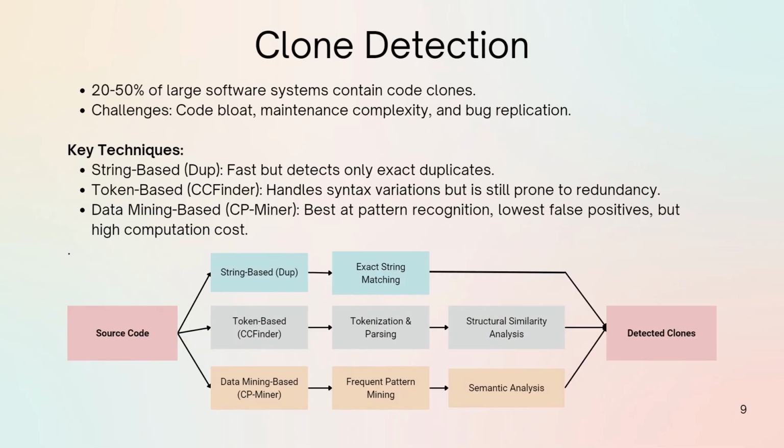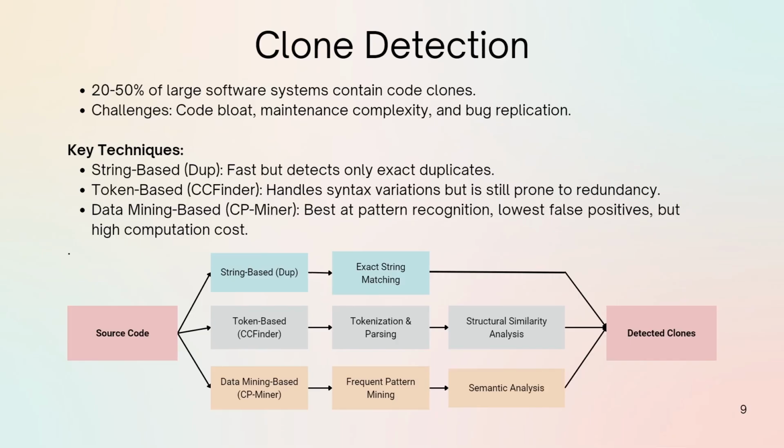Have you ever copy pasted code instead of writing it from scratch? Congratulations, you have contributed to code cloning. Cloning is common in software development, but excessive duplication can lead to bloated code bases, maintenance nightmares, and hidden bugs. There are three main ways to detect code clones. There's a string-based approach, which looks for exact duplicates. There's token-based approaches like CC Finder, which recognize syntax variations, and data mining-based approaches like CP Miner, which uses pattern recognition for the best accuracy.